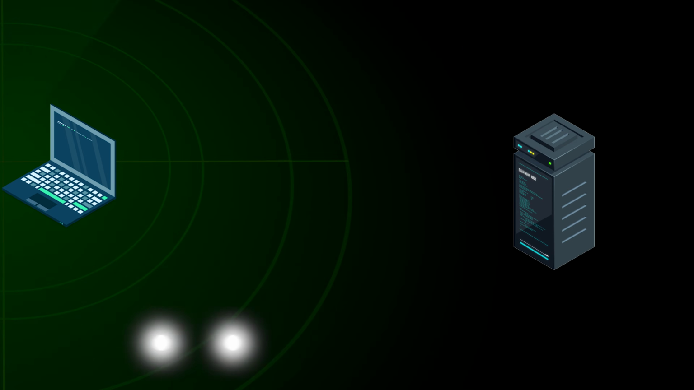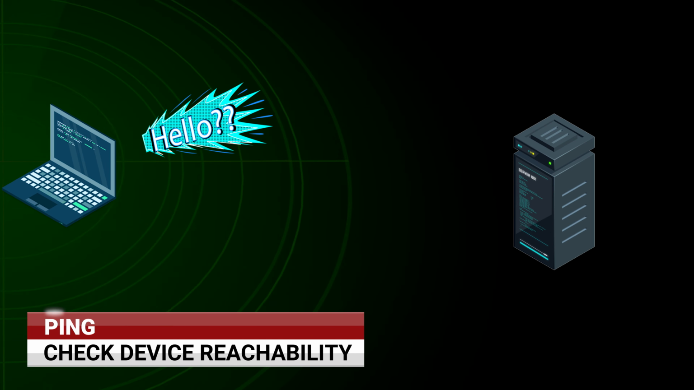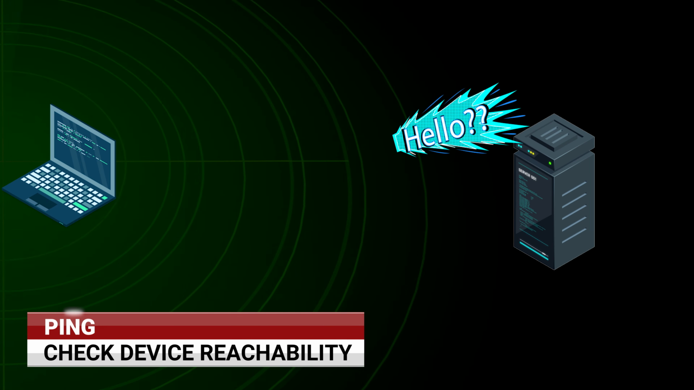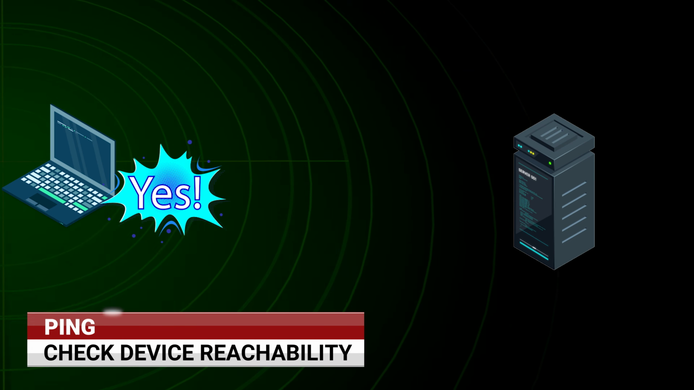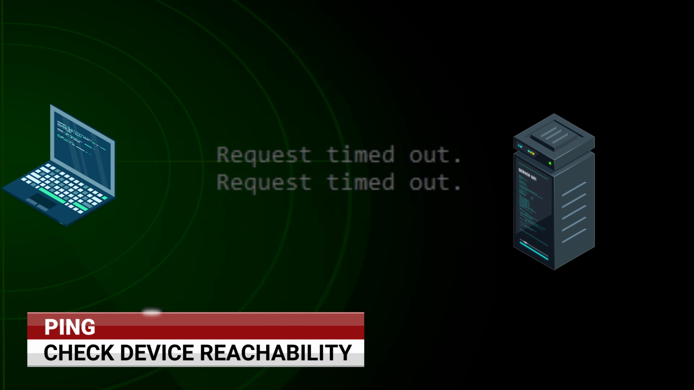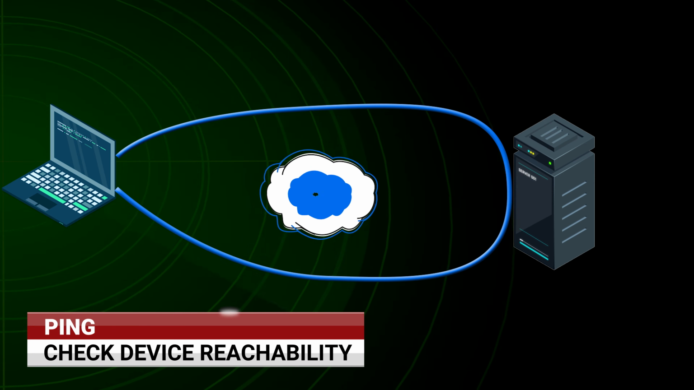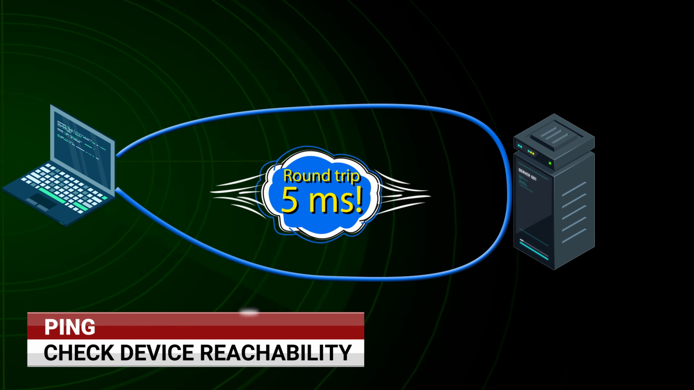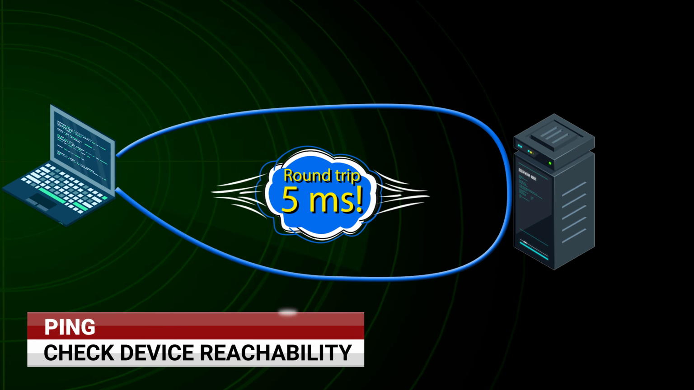The ping utility is like a simple conversation between devices. Imagine one computer sending a message saying, "Hey, are you there?" If the other device is online, it responds, "Yes, I'm here." But if there's no reply, it means the device might be unreachable. It's a quick way to check if another device is accessible on the network. The other thing that ping gives you is the amount of time in milliseconds that it takes the packets to make a round trip between the 2 devices.